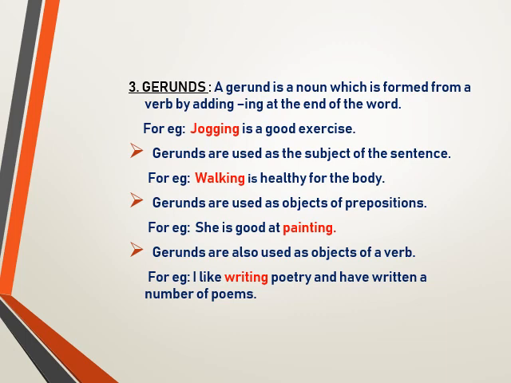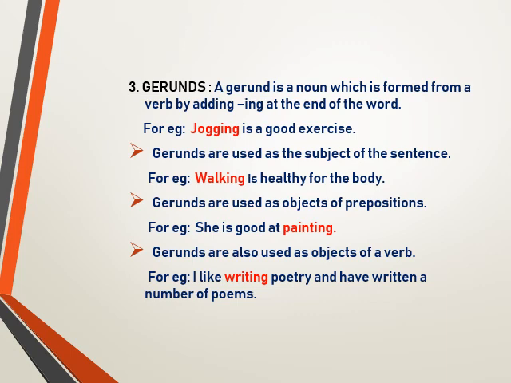It can appear in the beginning of a sentence when used as a subject. For example, walking is healthy for the body. Walking here is a subject, so it is a gerund. It can serve as an object after a preposition. For example, she is good at painting. Painting is an object and it is used after the preposition at. So painting is a gerund.